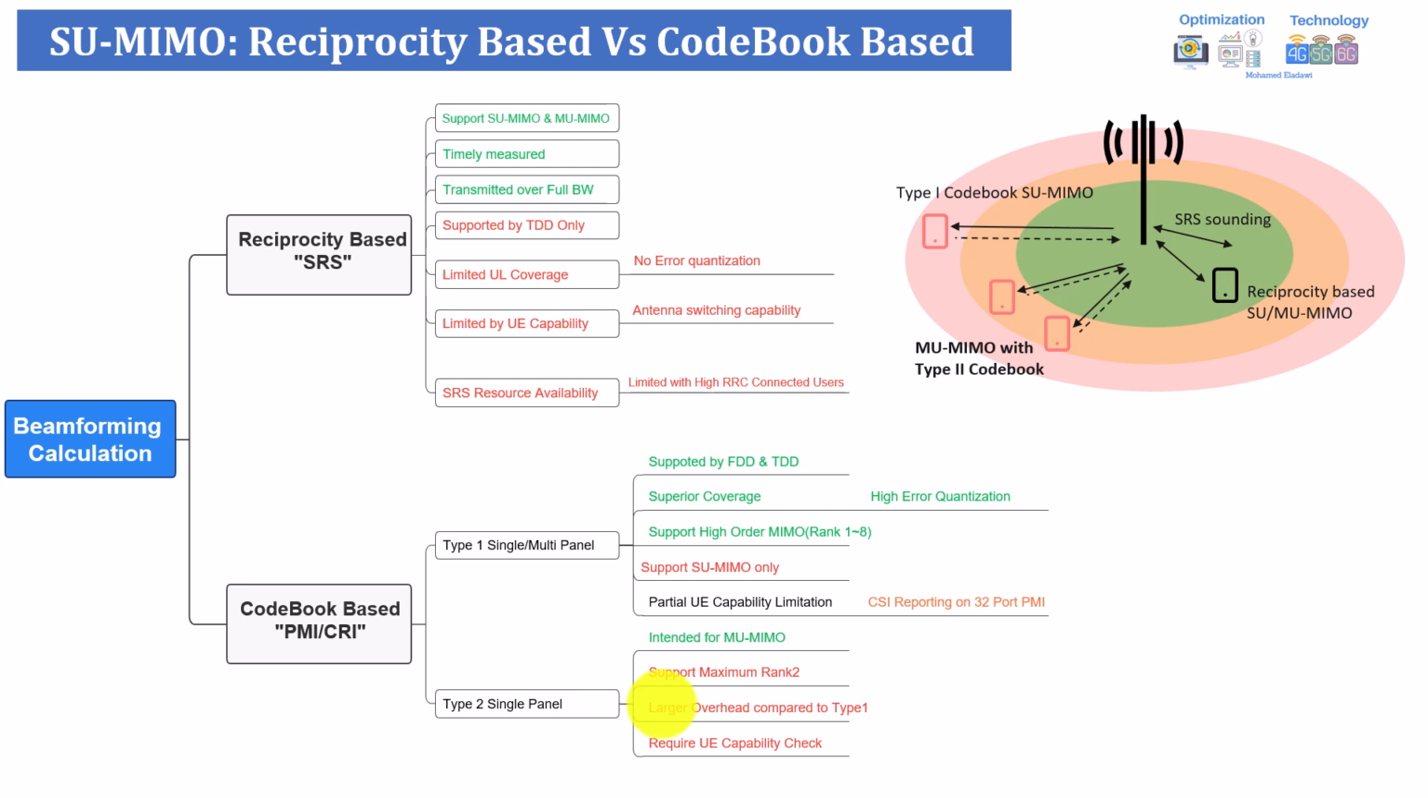We have the type 2 single panel. This is actually intended mainly for multi-user MIMO, because the first one was for single-user MIMO, but this has additional limitation. For example, in case of multi-user MIMO, it only supports a maximum of rank 2. So if you are being paired, you can get only a maximum of rank 2, and this requires a larger overhead because it's going to give you more accurate information compared to type 1. So this requires additional overhead, and it also requires UE capability. Not all UEs support this kind of type 2.